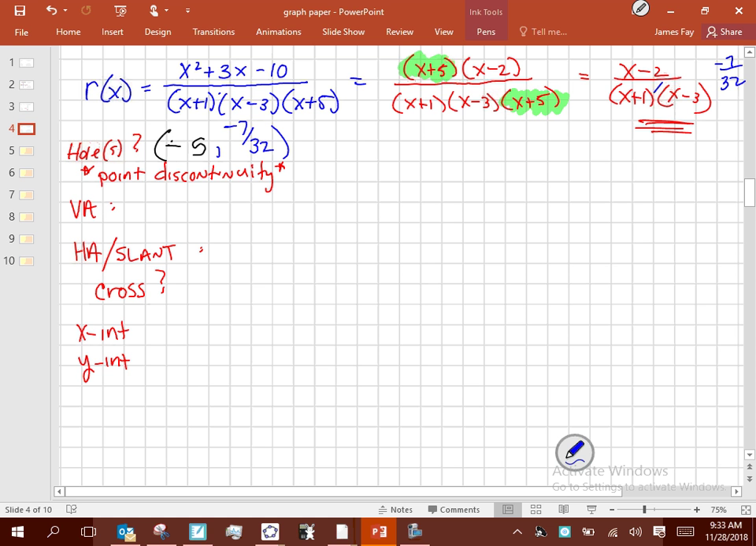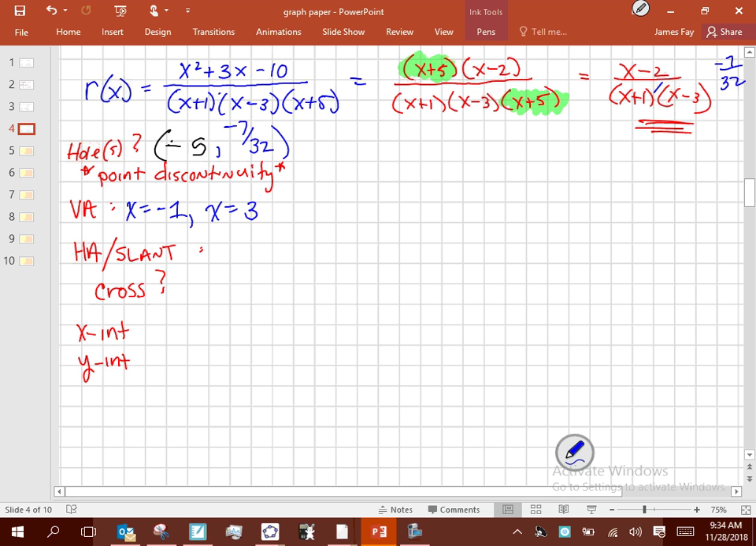Now, what's nice about this is that everything else that we do, guys, can be interpreted from the reduced version. You can analyze your vertical asymptotes, your slant asymptotes, whether you cross it, your x-intercept, y-intercept, all that stuff from your reduced function. So if I find vertical asymptotes from the reduced function, my vertical asymptotes are where? x equals -1 and x equals 3, right?